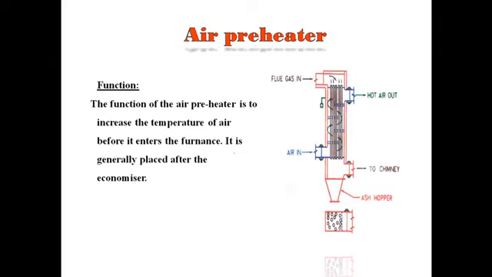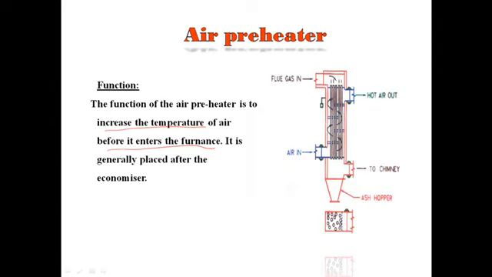Air preheater: the main function of an air preheater is to increase the temperature of air before it enters the furnace. It is generally placed after the economizer, so the flue gases pass through the economizer and then to the preheater. The main function is to increase the temperature of the air before it enters the furnace.